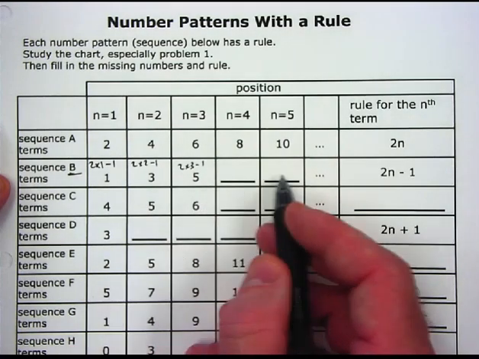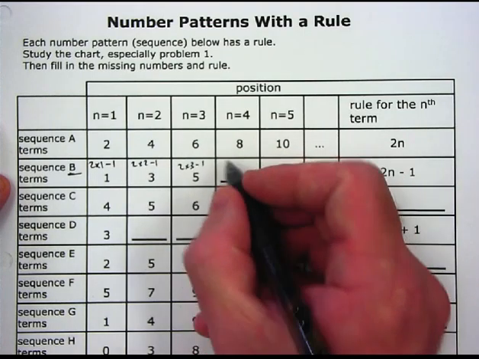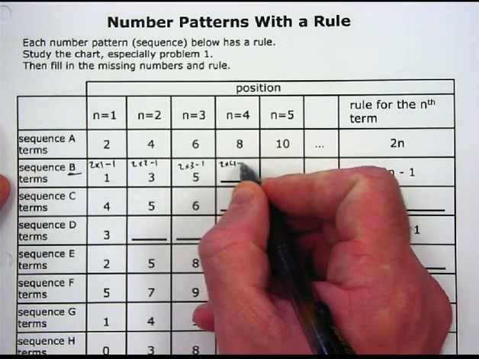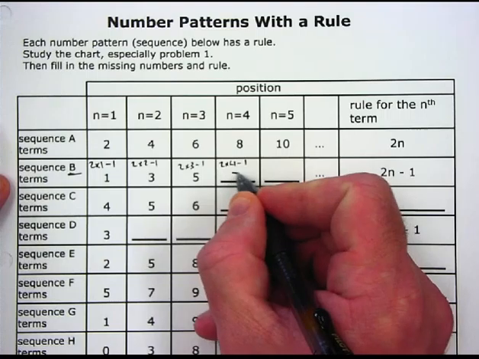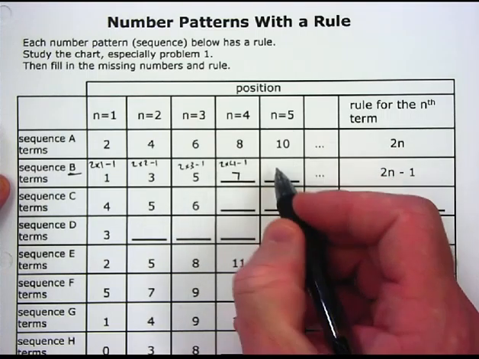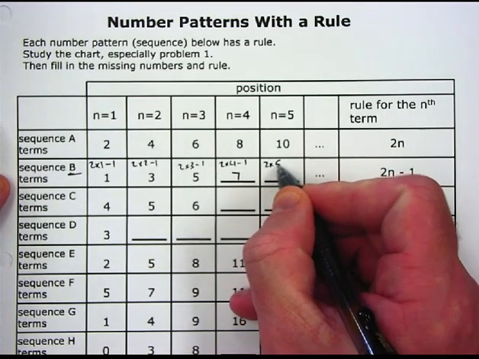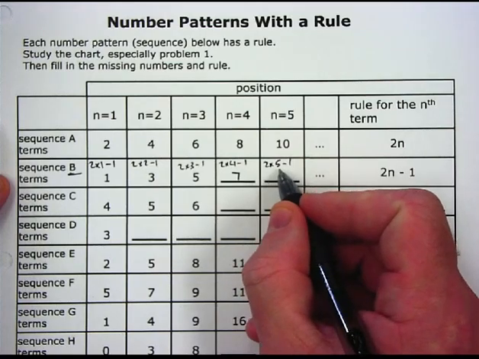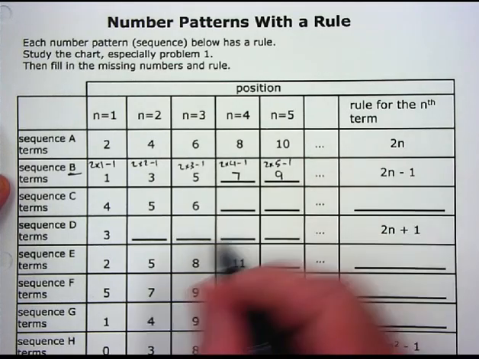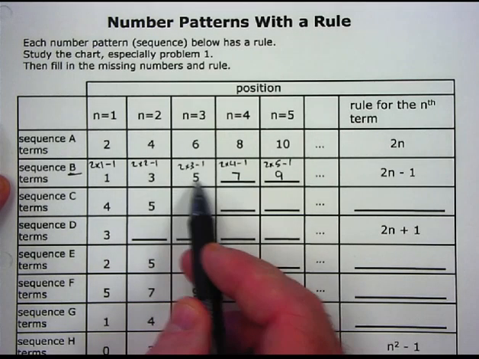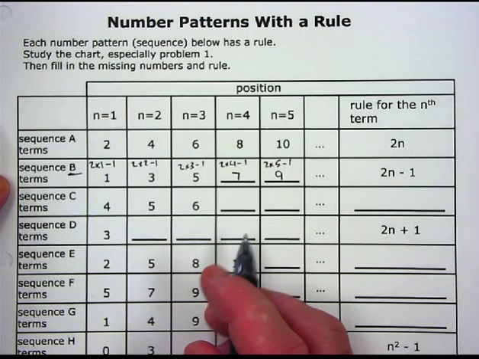Now we just need to figure out the next 2 terms. When n equals 4, 2 times 4 minus 1 would be 8 minus 1, which is 7. And when n equals 5, 2 times 5 minus 1 would be 2 times 5 is 10, minus 1 is 9. And you can see that the term is increasing by 2 each time.